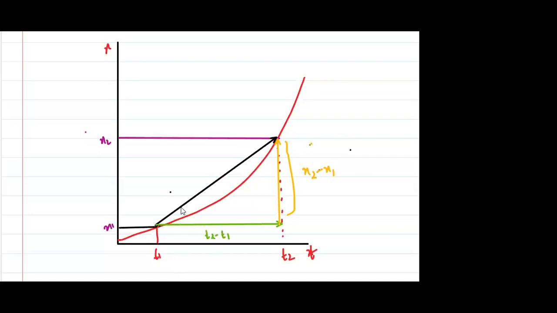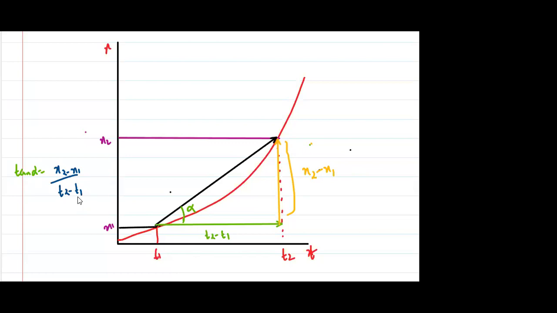Suppose this angle is alpha. So can I say the slope, which is tan alpha, is equal to what? Tell me. x2 minus x1 by t2 minus t1. Very good. The definition will not change, right?